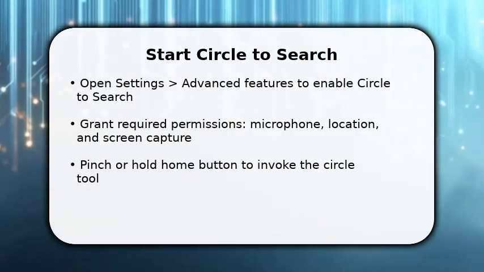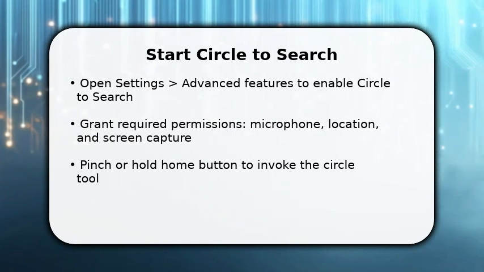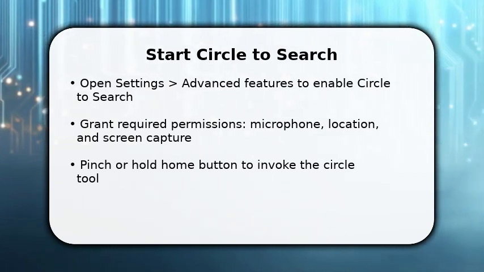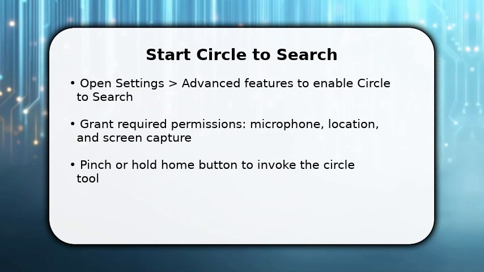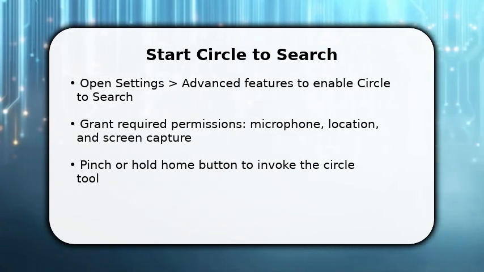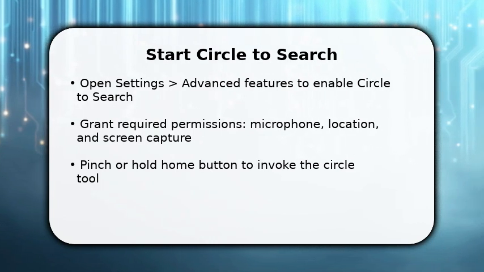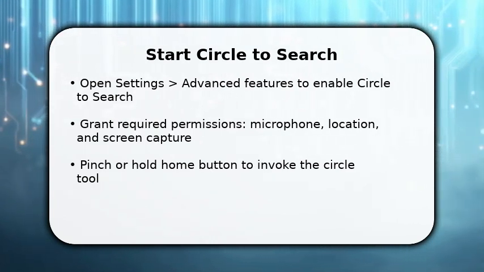You begin by enabling Circle to Search so the tool is ready. Go to Settings, Advanced Features, and turn it on. Next, grant microphone, location, and screen capture permissions. These let you search from the screen and use voice.